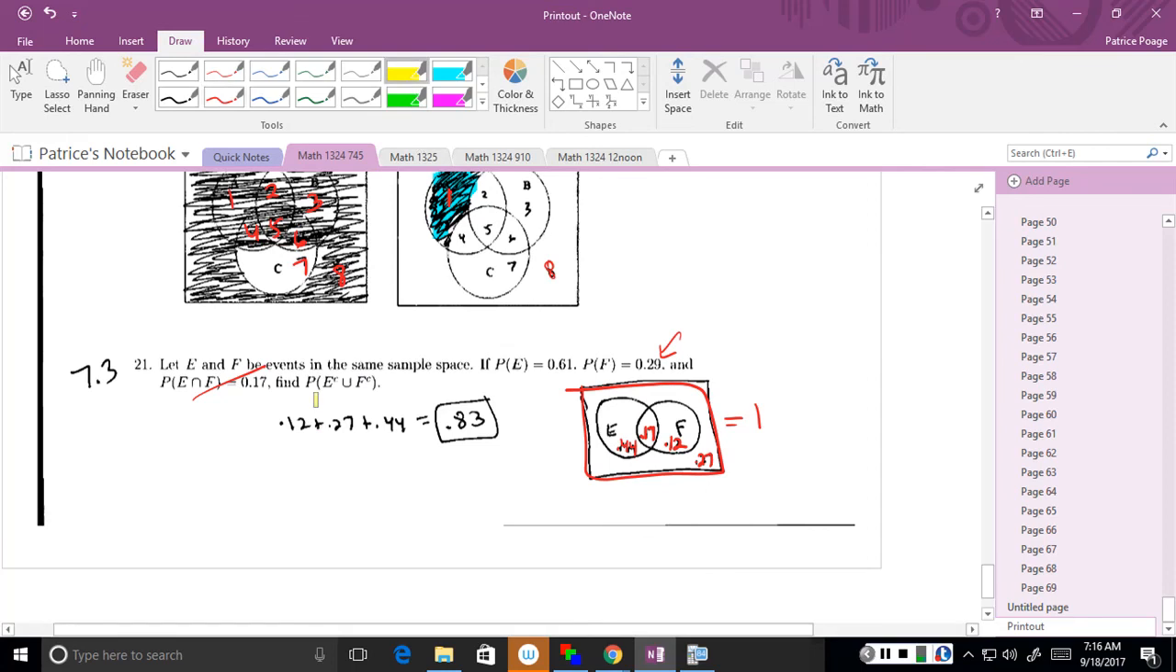So then it's saying, find the probability of E complement union F complement. That means I want to add up everything not in E, which is 0.27 plus 0.44, plus I want to add everything not in F. So that would be the 0.44, and I already added the 0.27, and you don't want to add it twice. And we get 0.83.